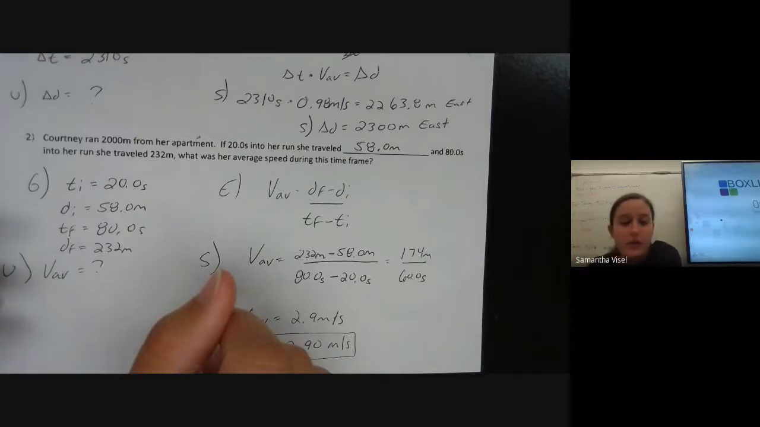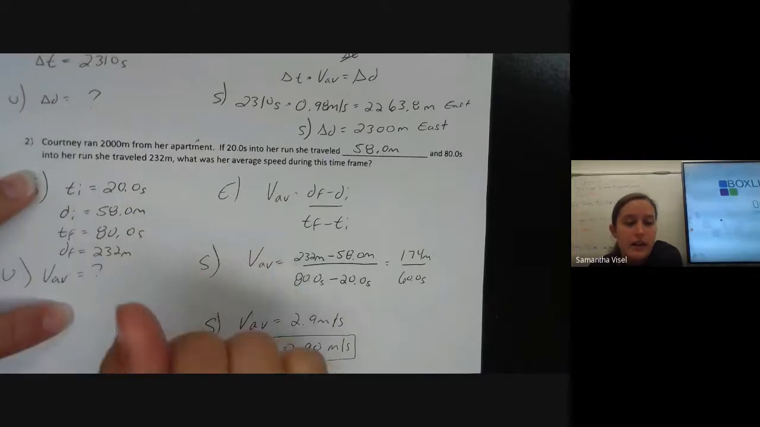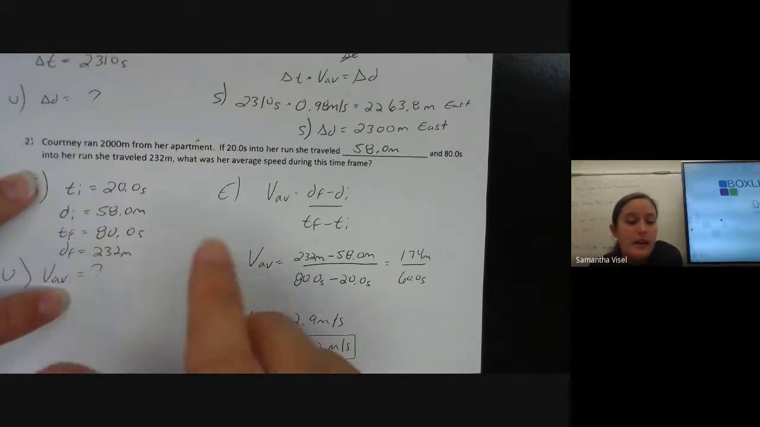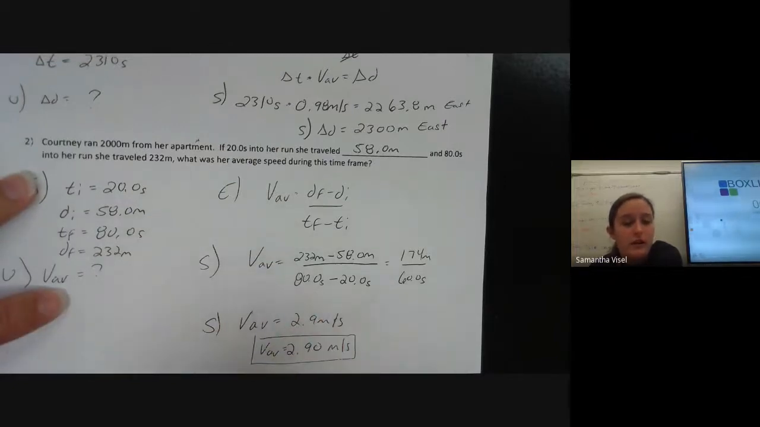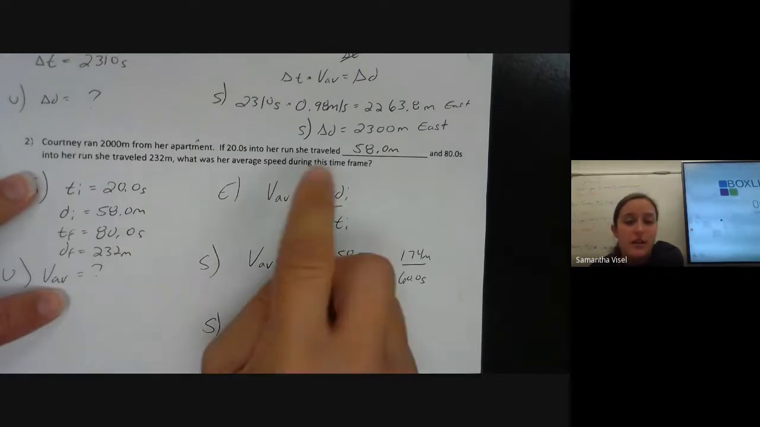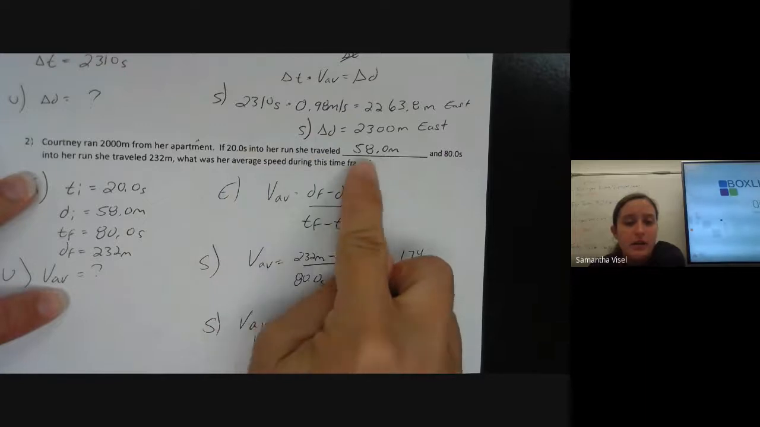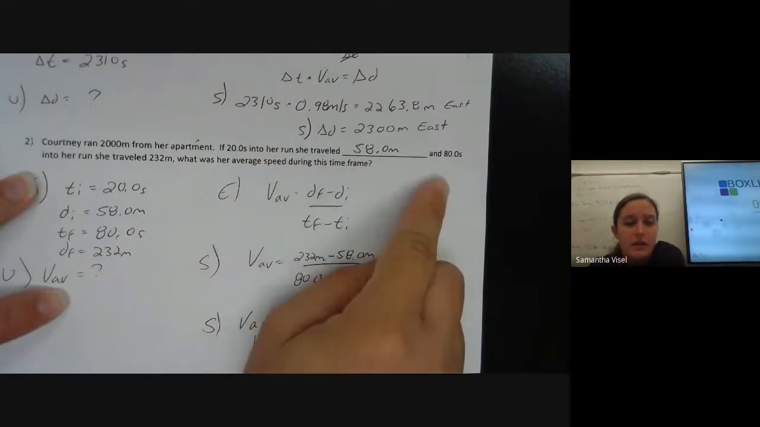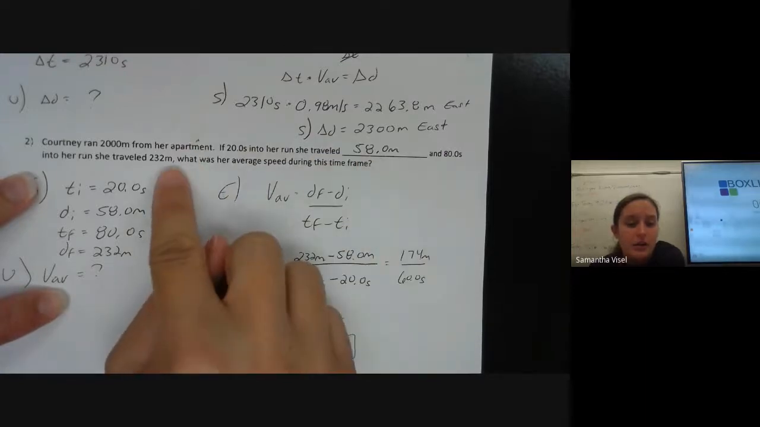But I'm going to go through and write out these numbers that I have that I need for the problem. And since I have more than one time and distance value, I'm going to assign them initials and finals. So 20 seconds into her run, she went 58 meters. 80 seconds, she went 232 meters.